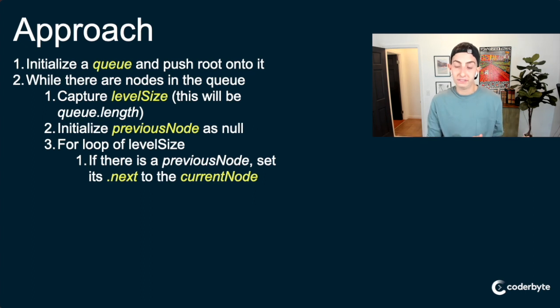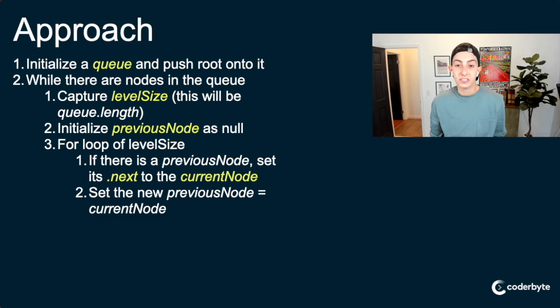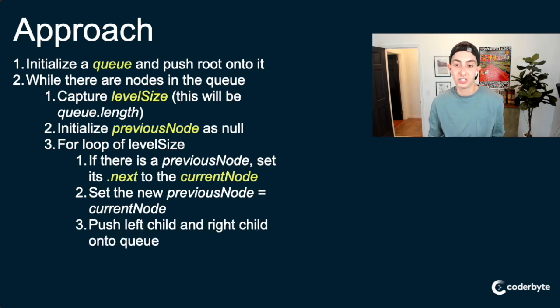So if there is a previous node, set its .next to the current node, set the new previous node to be the current node, again, moving previous node just along in the level. And then we're going to push our left child and our right child onto the queue to be looked at a further later iteration of our outer while loop.